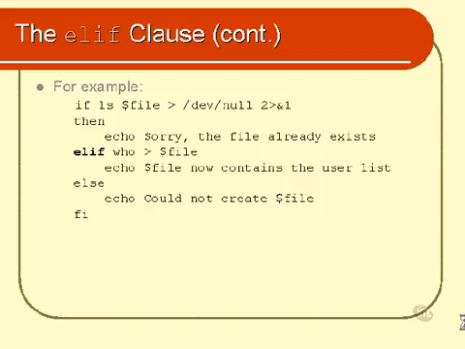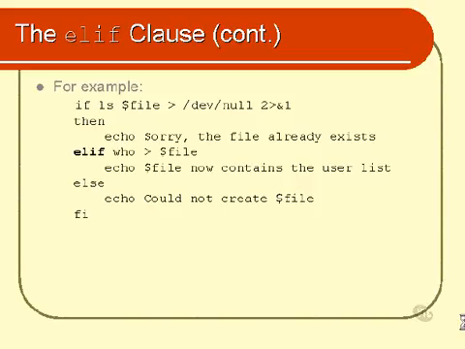Now if the who command with its output being redirected to the file fails, there's only one possible way that could fail, and that is if we did not have permission to create the file, or perhaps the file was an invalid name. But if it succeeds, if we get back an exit status of 0, then we say, okay, file contains the user list. Now if it fails, then we can say that we could not create it.